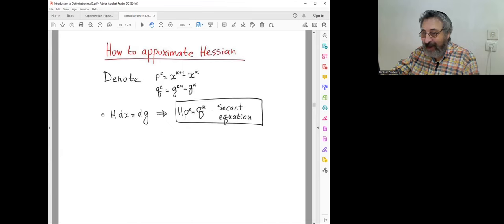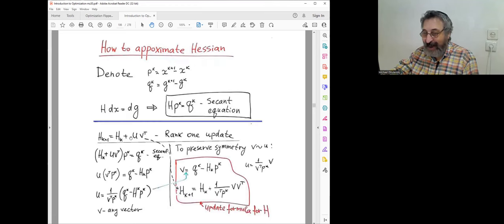We want our Hessian model to satisfy our basic equation. We know we want that Hessian multiplied by dx to be equal to the difference in gradients. So if we want to do it in large steps, the difference between x's in the previous and current iteration we denote as pk, and the difference of gradients is qk, and here is the equation which is called the secant equation.